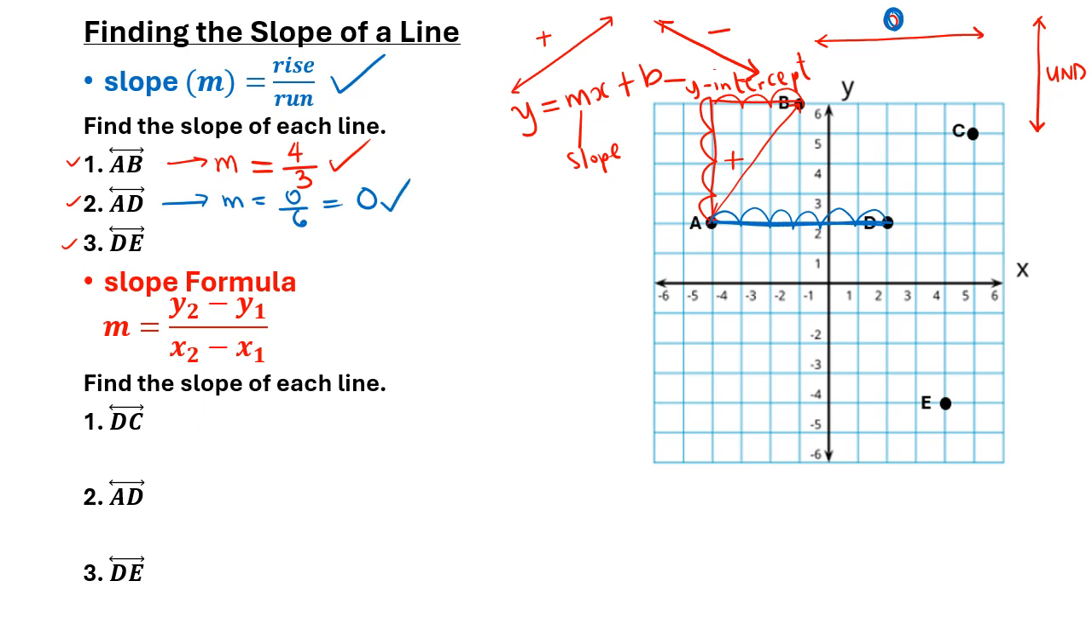All right, so let's go to DE. For line DE, the slope is going to be equal to rise over run. So we're going to trace DE. This is D right here, and we're going to trace all the way down to E. There you go. So from D to E, we can make a line.